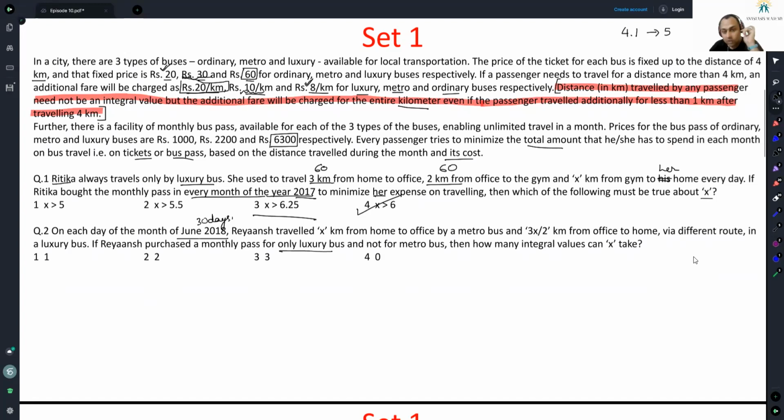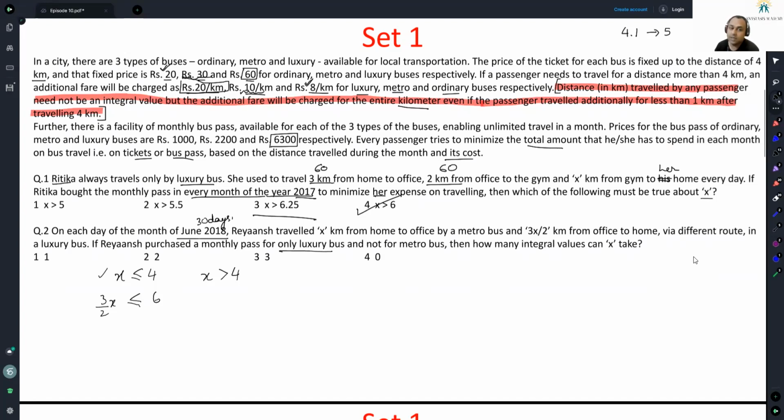The good thing is all the options are precise, which means there has to be unique values to be considered here. So first thing I have to identify is whether X is less than equal to 4 or X is greater than 4, because calculation in these two situations changes. So let's say X was less than equal to 4. So 3 by 2X will be less than equal to 6.